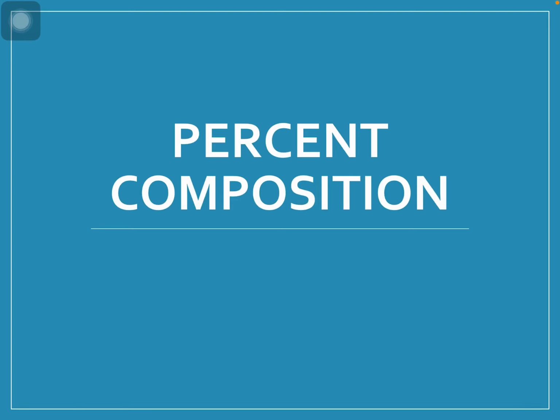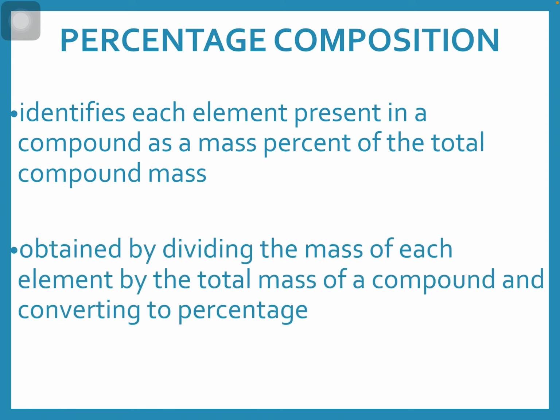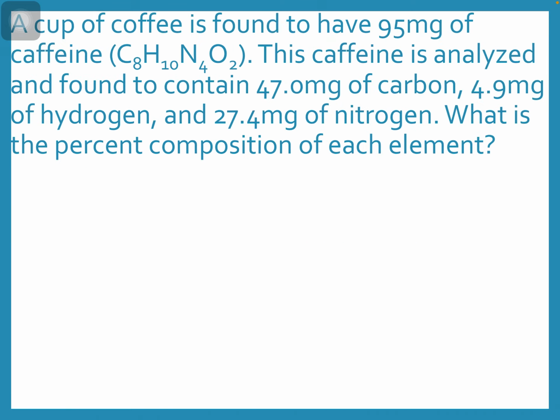In this lesson, we're going to take a look at percent composition. Percent composition identifies the different elements that are in a compound, and it identifies the mass as a percent of the total mass of the compound. The way that we calculate that is we take the mass of each element and divide that by the total mass of the compound and then convert that to a percent.